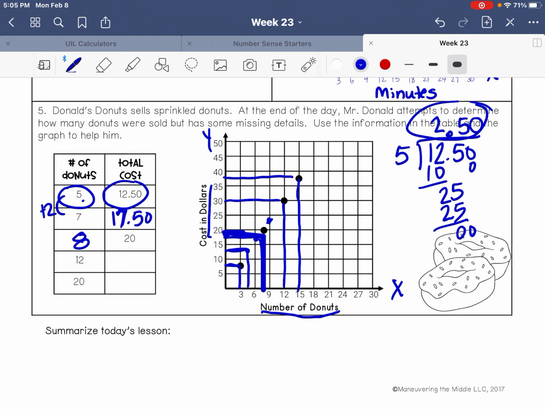12 donuts, that's on the graph. 12 donuts cost $30. You can see that here. 12 donuts, $30. And then 20 donuts isn't on the graph, but if they're $12.50 for 5, we can multiply $12.50 times 4, or we could just add $12.50 4 times, because 5 times 4 is 20. And what we're going to find is that for 20 donuts, it cost $50.